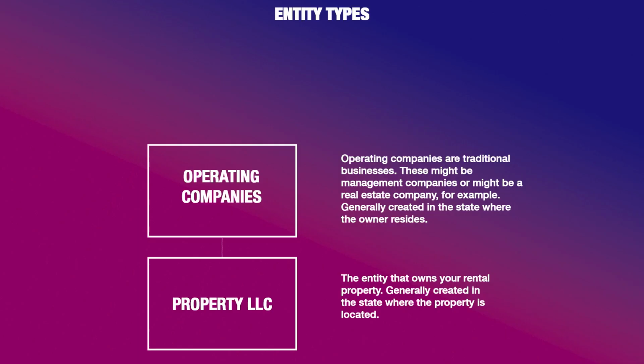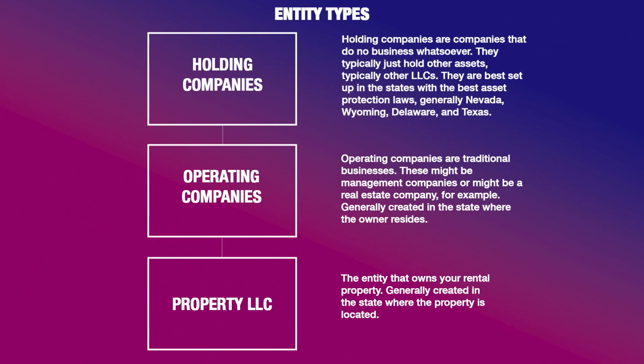So property LLCs get set up in the state the property is located. Operating businesses get set up in the state where you are actually located because you're the one conducting that business. And the final one is holding companies. This is where you want to make sure you're setting up holding companies in the states that have the best asset protection laws, which are generally Nevada, Wyoming, Delaware, and now the great state of Texas, as I talked about in my prior video.